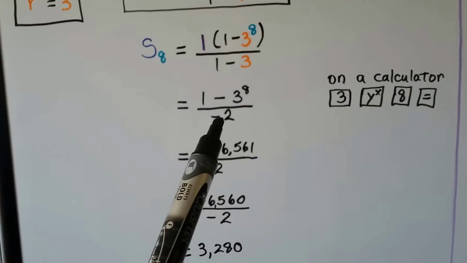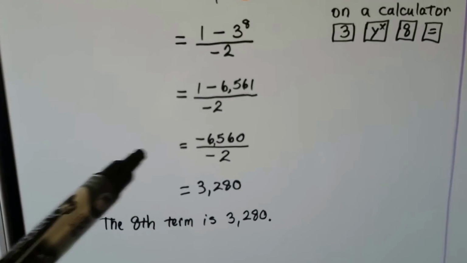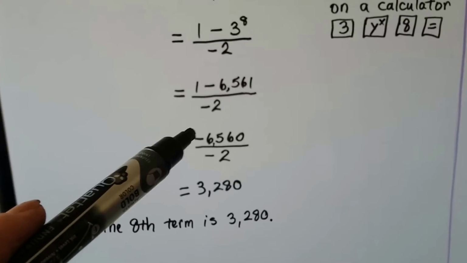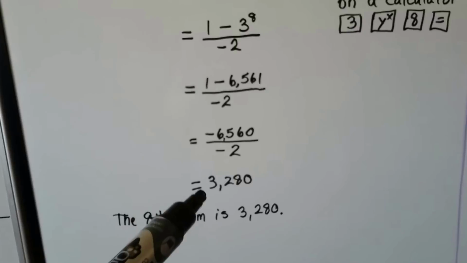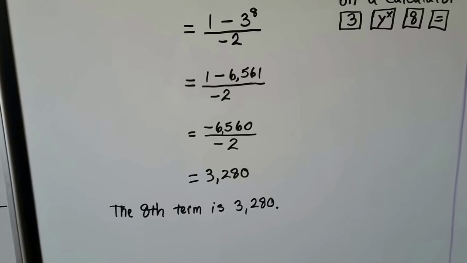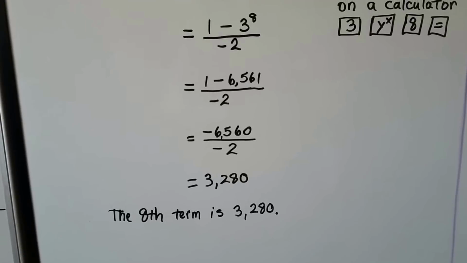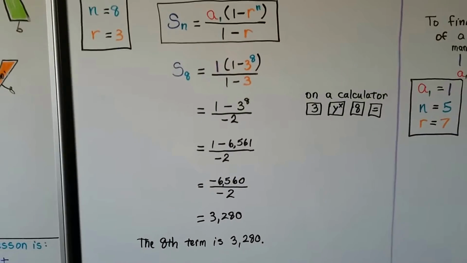1 minus 3 is negative 2. Now we have 1 minus 6,561, which is going to give us negative 6,560. We're going to divide it by negative 2. That's going to give us a positive 3,280. So the sum of the first 8 terms is 3,280. Okay? Let me back up a little bit. All right?